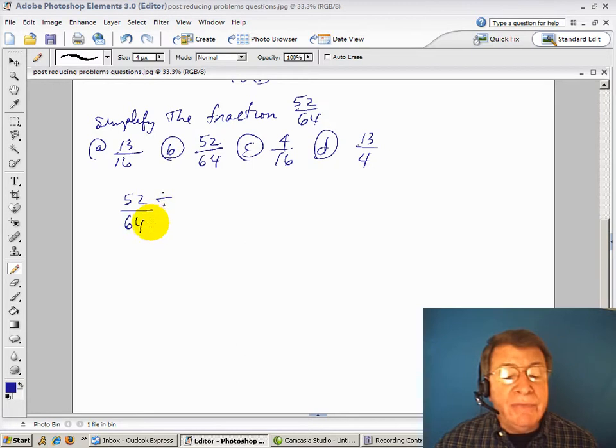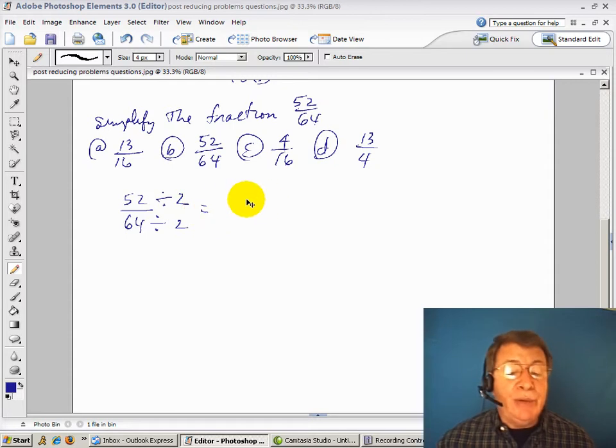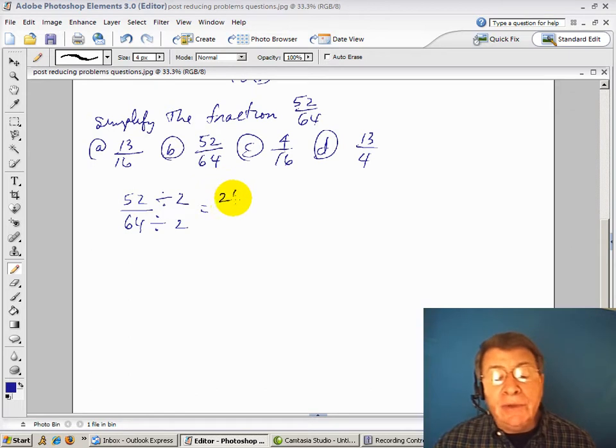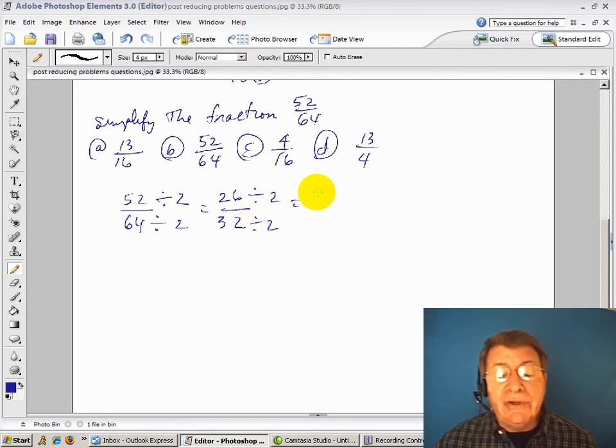And I notice immediately that both of these are even digits. And as even digits, we can divide top and bottom by 2. Well, 2 into 50 is 25, so 2 into 52 would be 26. 2 into 64 goes easily 32 times. Now, once again, we have even digits at the end, so let's divide top and bottom by 2. And as a result, we get 13 on the top and 16 on the bottom.